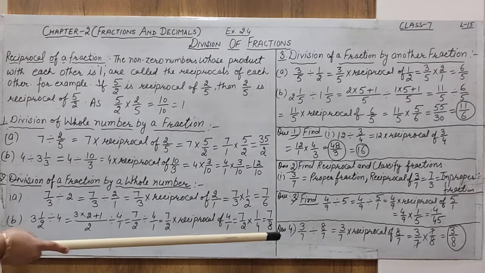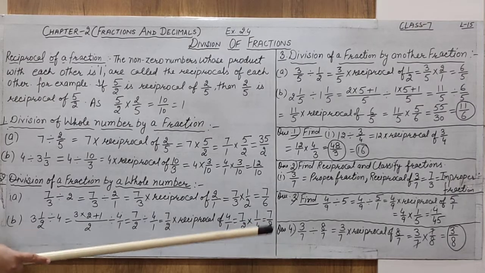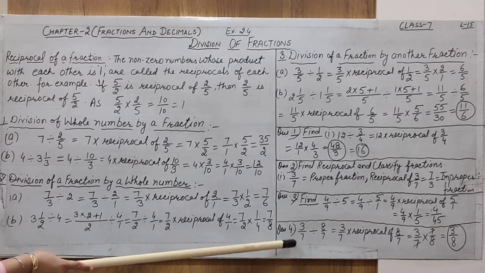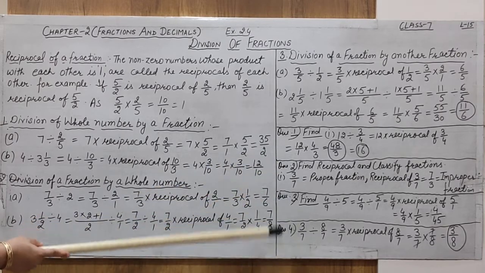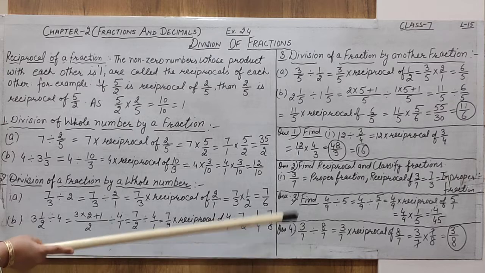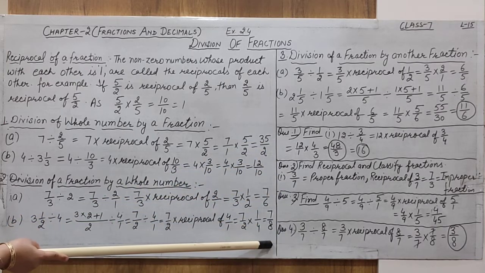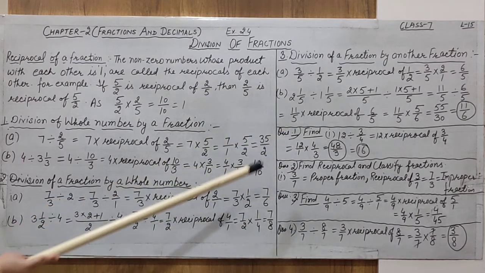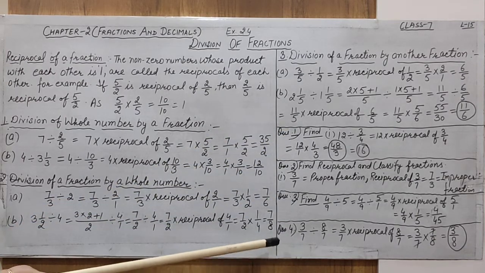Next, the fourth question of the exercise is 3 by 7. I have selected this kind of question so that you have a better understanding of how we can solve such questions. These examples are also from the exercise.